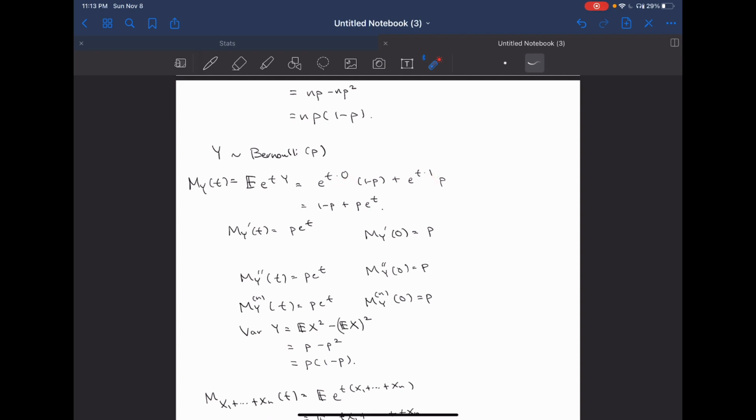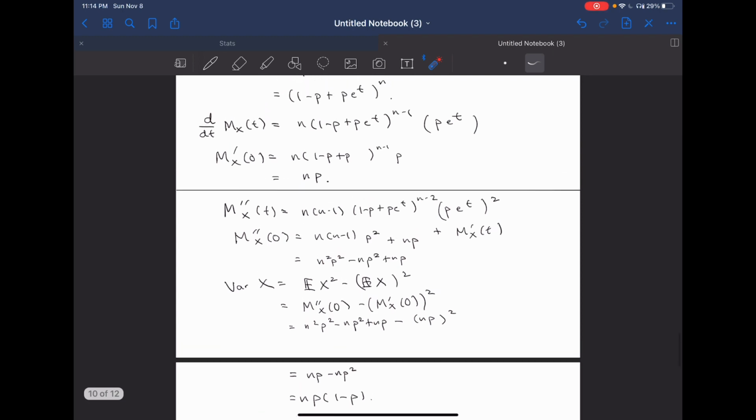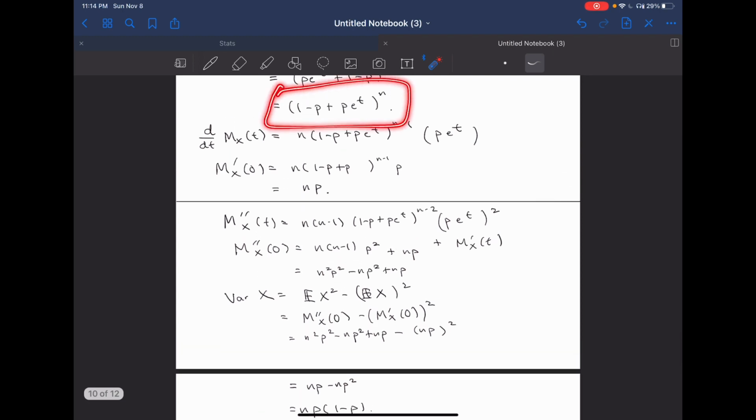So we have to evaluate e to the t times 0, so this is 1, and it takes that state with probability 1 minus p. So it's 0 with probability 1 minus p, and it's 1 with probability p. So this is actually just 1 minus p plus p e to the t. It is kind of familiar from the expression of the MGF of the binomial, right? So that's where we're headed.